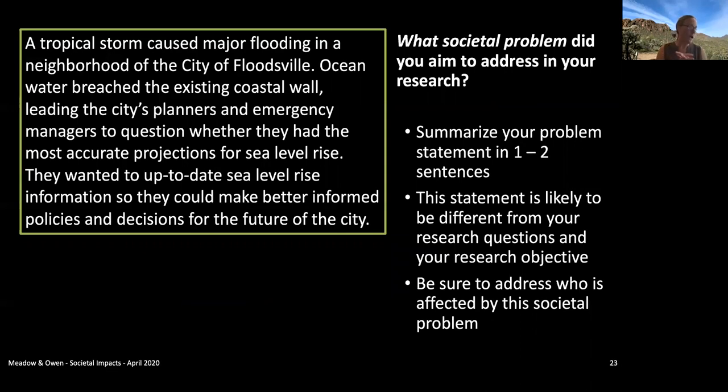want to solve? So in our case study, a tropical storm caused major flooding in a neighborhood of the city of Floodville. Ocean water breached the existing coastal wall, leading the city's planners and emergency managers to question whether they had the most accurate projections for sea level rise. They wanted up-to-date sea level rise information so they could make better informed policies and decisions for the future of the city. We've got a crisis situation. We've got city officials saying, we don't have enough information to move forward. We need this kind of information. And that's how our researchers got involved.